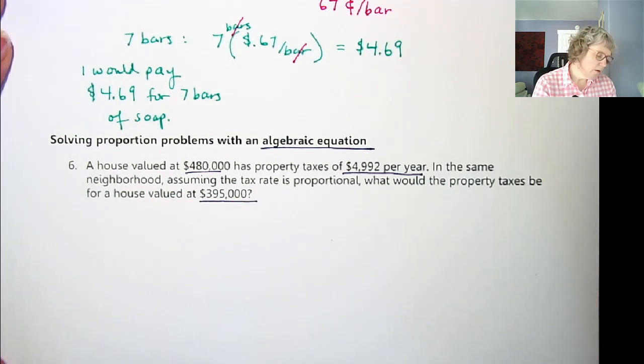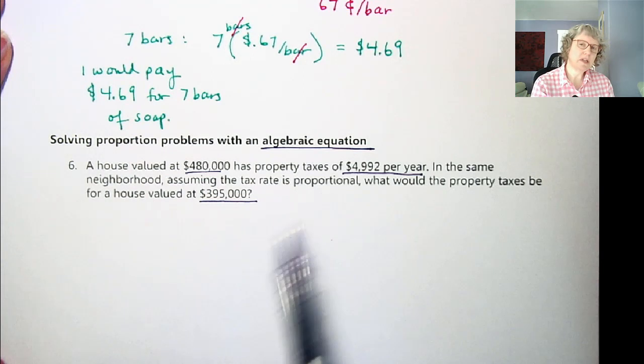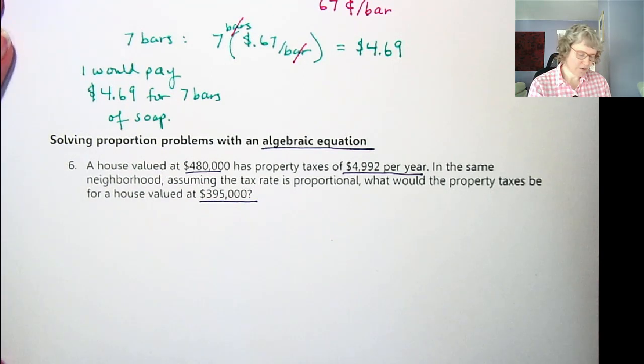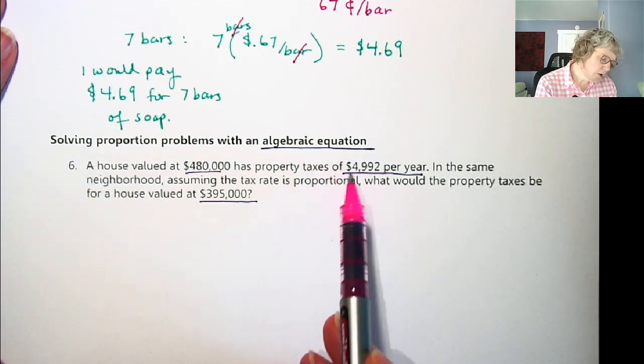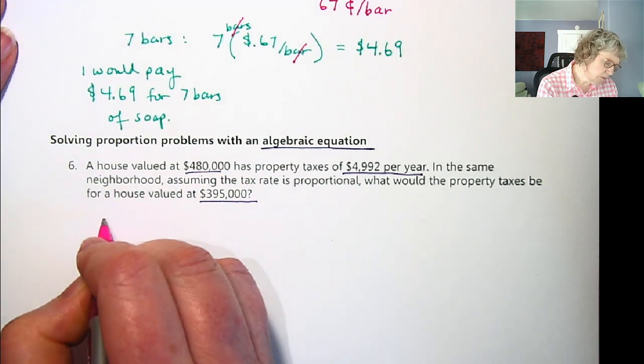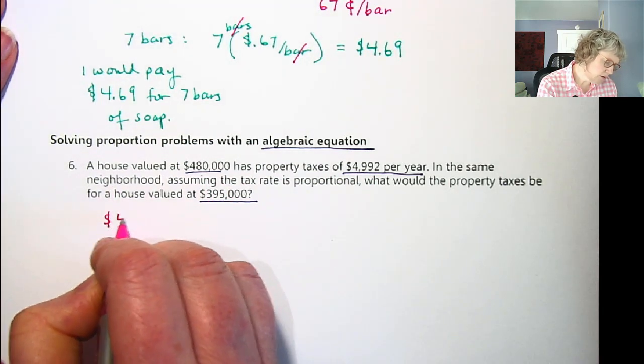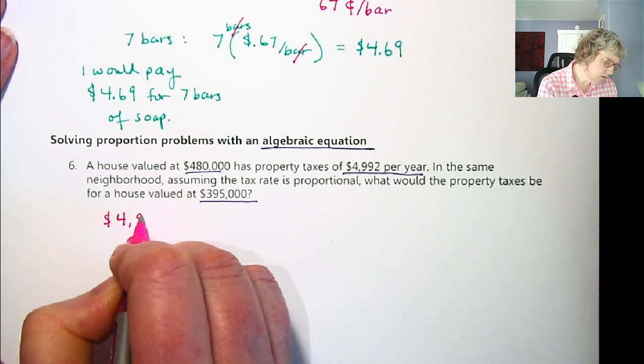$395,000? Okay, notice in all these, we're given 3 numbers and we need the 4th. We're trying to find the 4th one. So this really lends itself to an algebraic equation. Again, I like to put the smaller one on the top, but it's up to you because you can flip the whole thing upside down.